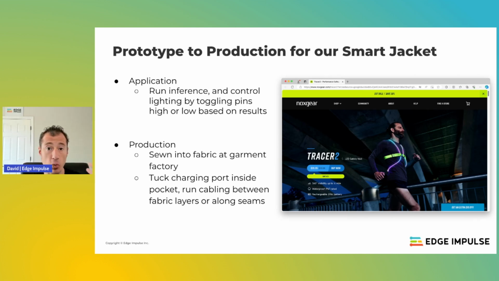Of course, the physical production of the jacket. Now, I'm not a garment expert, but I have to believe a small PCB could be sewn directly into a pocket or pouch in the sleeve on the upper arm, and then cabling the lights could be run along the seams to the LEDs that are sewn directly into the front and the back areas of the jacket. So there you have it. A hypothetical, but completely possible smart running jacket built with the Sony Spresense.